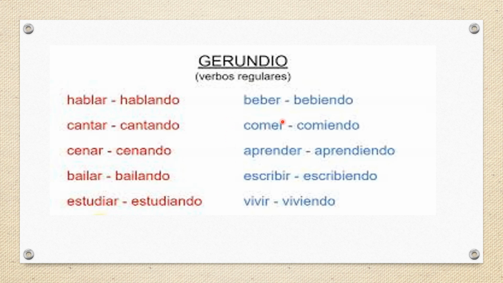With ER verbs, first we are going to remove ER from the verbs and we will add iendo. Beber becomes bebiendo. Comer, comiendo. Aprender, aprendiendo. With IR verbs, once again we remove IR from the verb and we add iendo. Escribir, escribiendo. Vivir, viviendo. So you see, it's very simple to form the gerund part of the verb in Spanish.